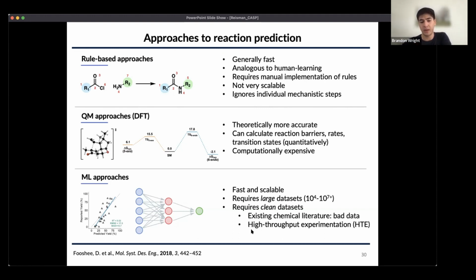One solution that's been proposed, and people use this quite frequently for trying to generate clean data sets, is to use high throughput experimentation, where if you have a robot do lots of small scale reactions, you can then systematically generate a clean data set, which you can use for training an ML.